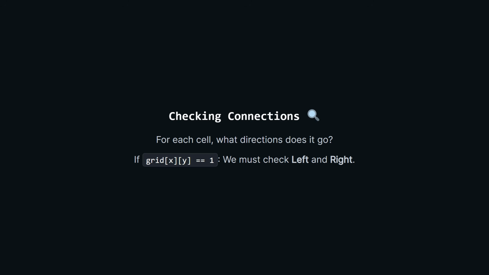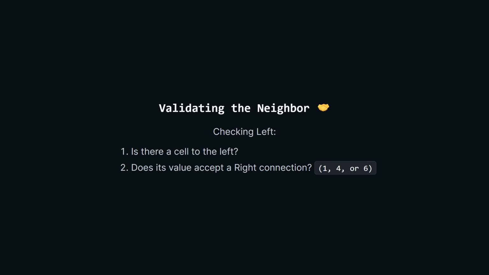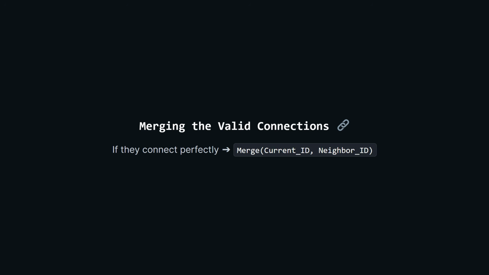Now for the core logic, as we loop through every cell, we look at what type of street it is. If it's a type 1 street, we know it goes left and right, so we need to check the neighbors in those two directions. Let's say we are checking the left neighbor. First, we make sure we aren't at the edge of the board. Then, we check if that neighbor has a street that points back to the right. Only streets 1, 4, and 6 do that. If the neighbor exists and its street connects back to us, we found a valid road. We tell our union find data structure to merge the ID of our current cell with the ID of the neighbor cell, linking them together.